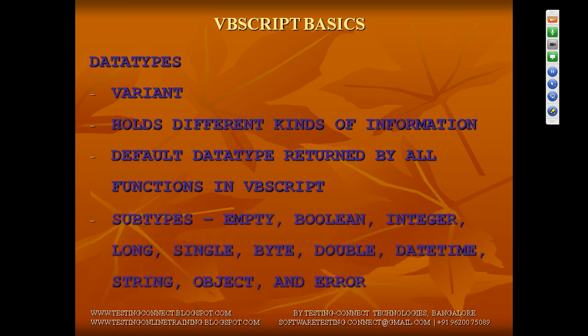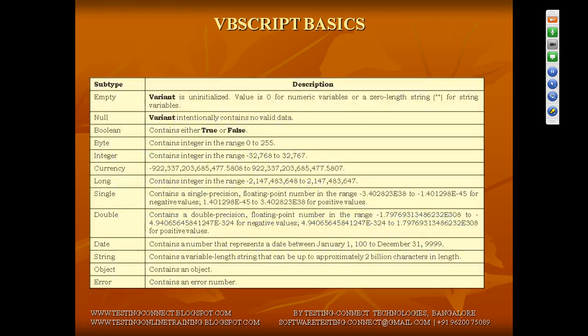Okay, so the subtypes are there, like empty, boolean. If it is boolean, it will allow you to store true or false kinds of values. Okay, so object, error, string. Okay, so date and time, double, byte, single, long, like so many data types over there. Okay, so many subtypes over there. Empty, what is the difference between empty and null?